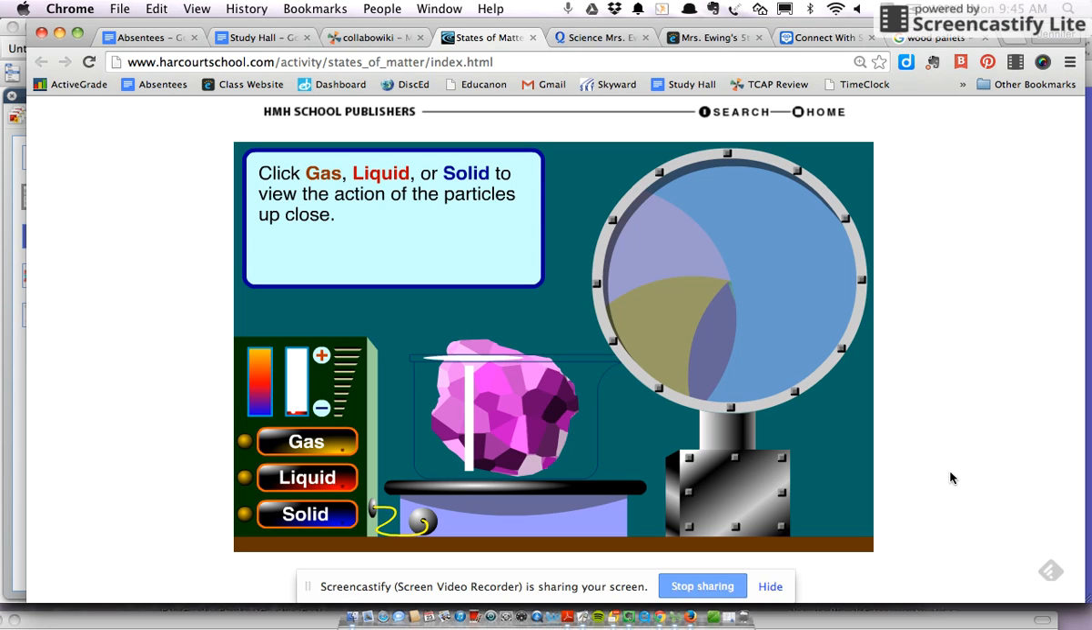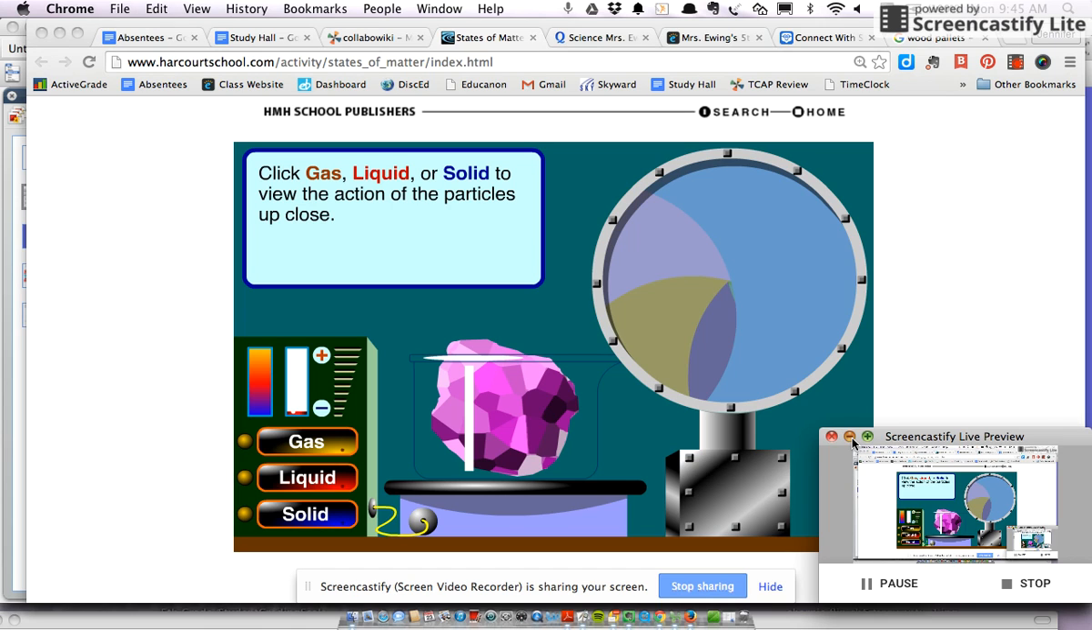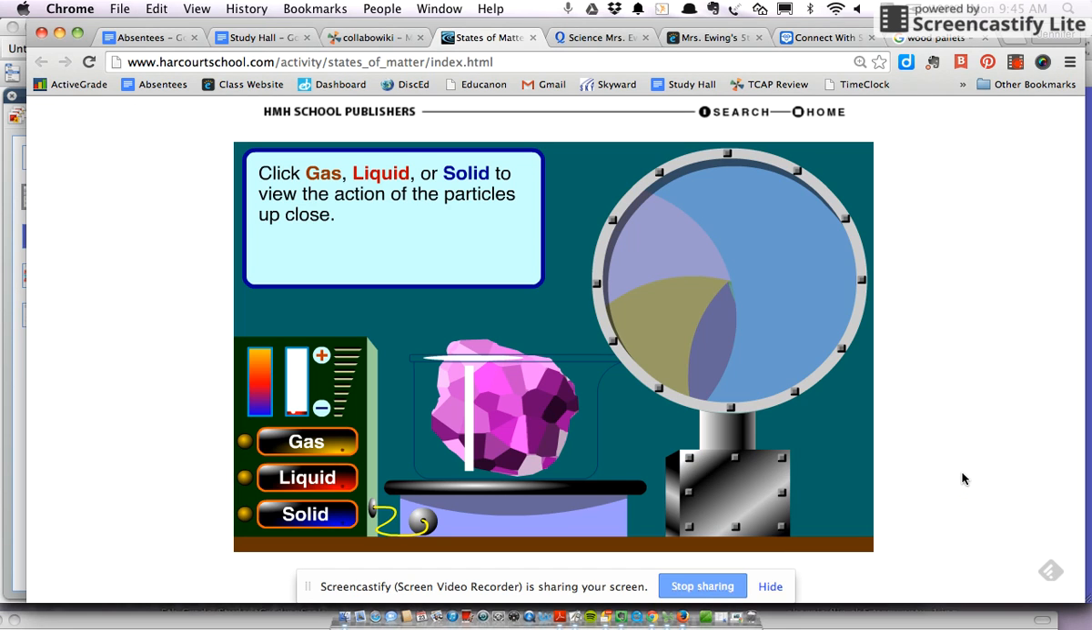So what we're going to use to look at why solids, liquids, and gases have these different properties is a model from this website here. And remember, we talked a little bit about models already, about how we have models of atoms. Why do we use models to help us understand atoms? Does anybody remember? Why do we use a model?